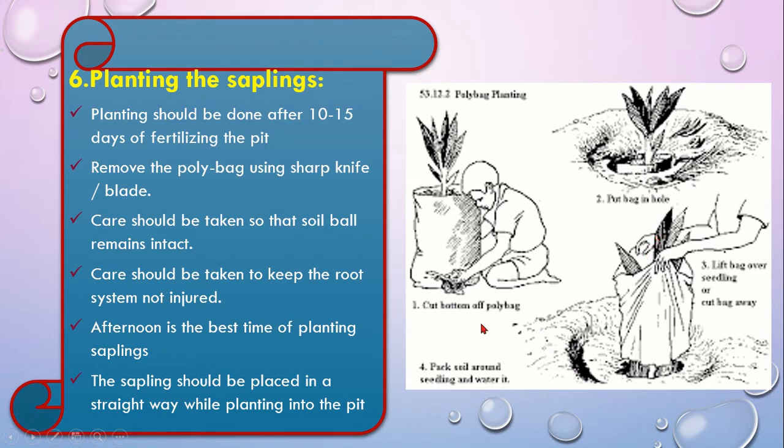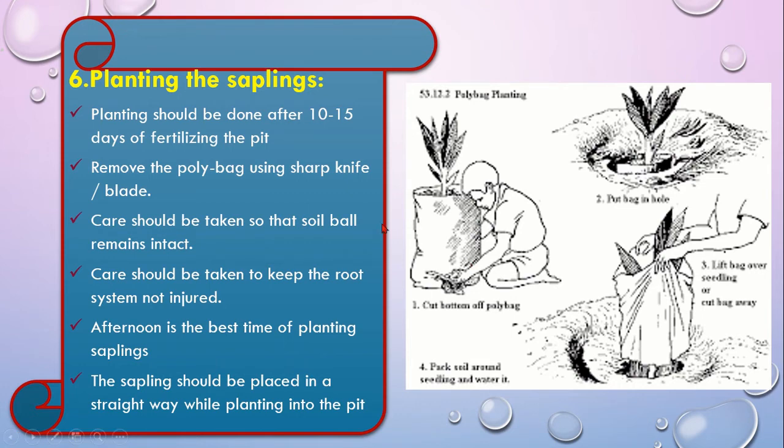Planting the saplings or seedlings. So how do you plant the seedlings? If we take the seedling from the seed bed, then we bring it and straight away put it in the pit. But if it is from the polybag, then we have to cut the polybag very nicely with a knife or blade, and make sure all the soil from the polybag does not fall outside.